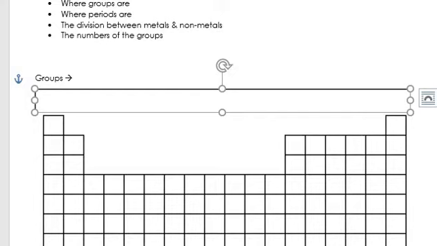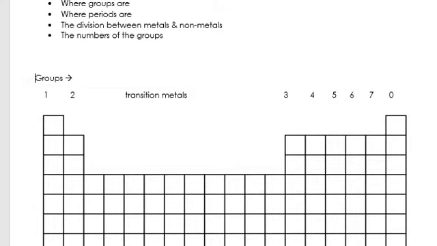And these groups have numbers. Some of them also have names, but it's the numbers that we're really interested in. And the numbers go like this. So starting with the leftmost column, you've got group 1, then group 2. This section in the middle are called the transition metals. That's where most of the metals that we find in our everyday lives are, such as iron and copper.